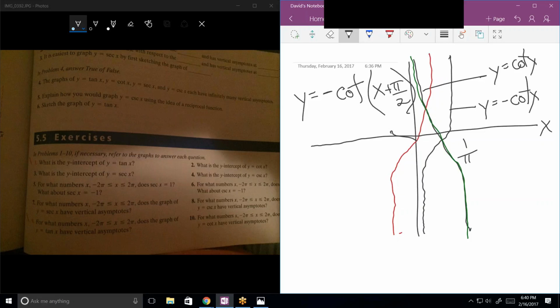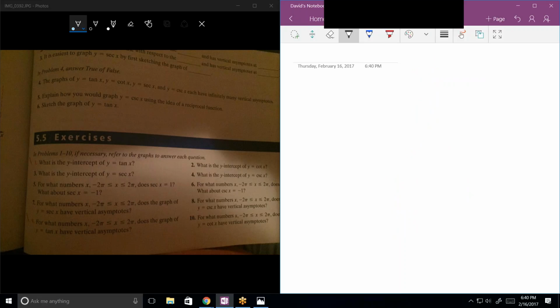If it's phase shifted, then it might cross the y-axis. But if it's not phase shifted, it'll never cross the y-axis, no matter how many periods I have. If I draw another period of it like that, that doesn't cross the y-axis either. If I go on the other side and draw another period of it, that doesn't cross the y-axis either. So there is no y-intercept on the cotangent of x. Now let's talk about number 3, the secant of x.